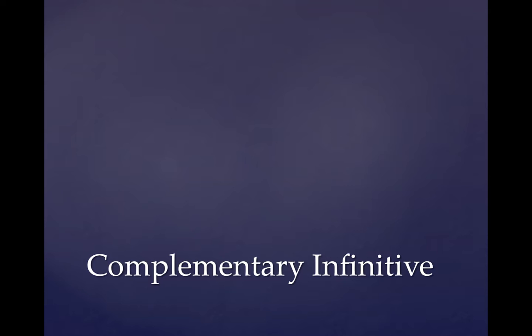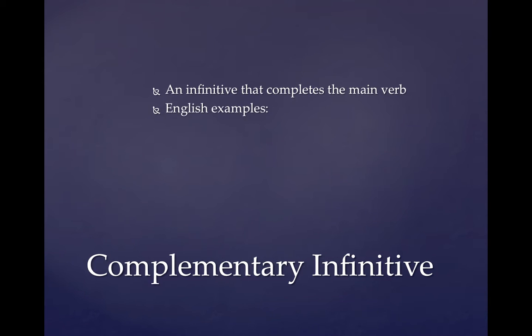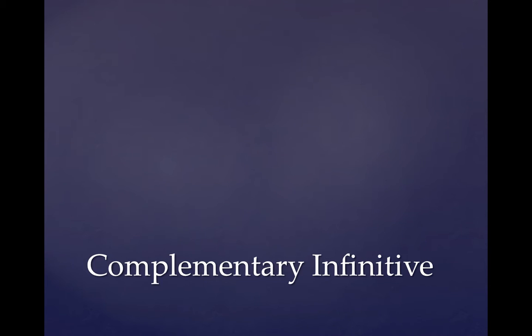Complementary infinitive. This is the last use of the verb that we will go over today. So it's an infinitive that completes the main verb. Some English examples are: I like to eat. Like is the main verb. To eat is completing the idea. We want to play. To play is the infinitive. It's completing the idea of want. They are able to run. To run is the infinitive, and it's completing the idea of able.